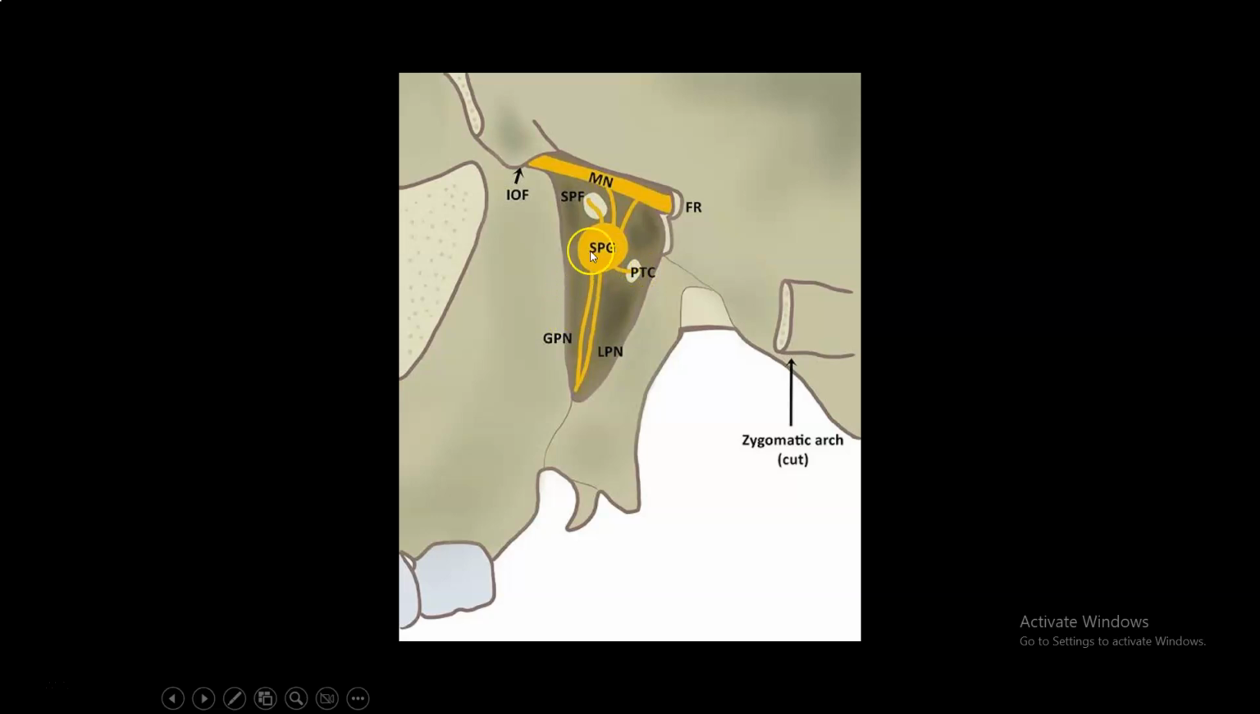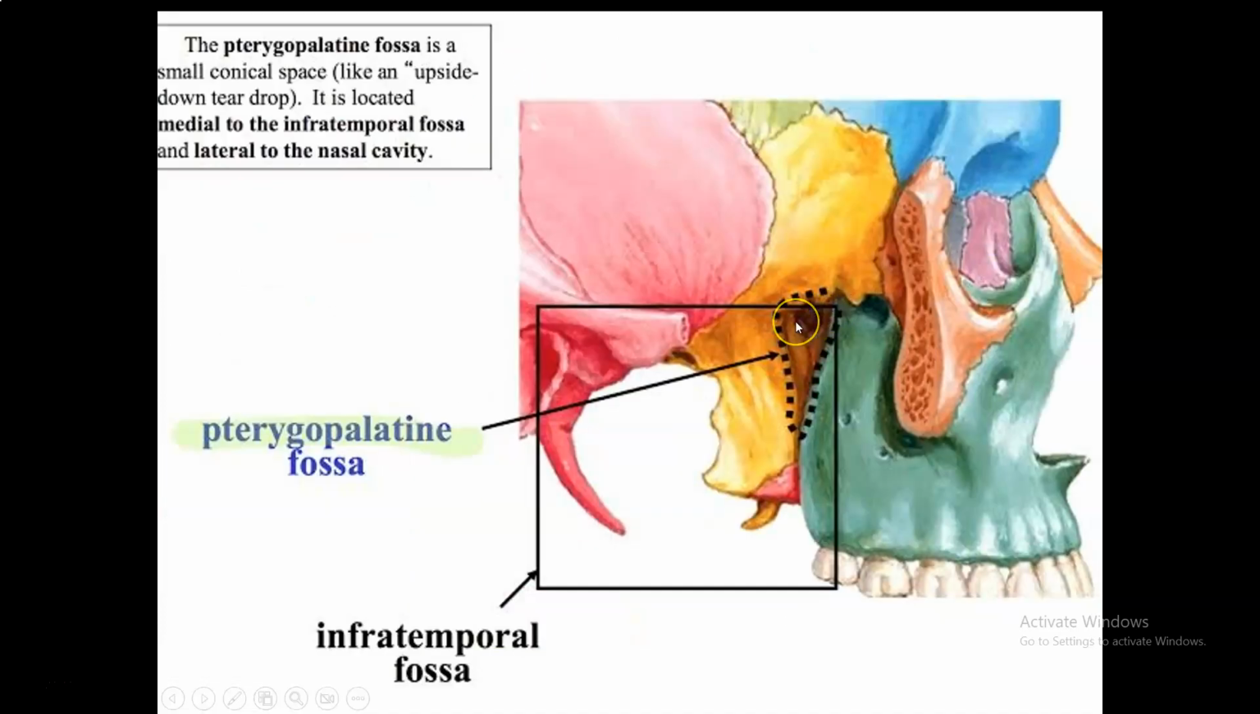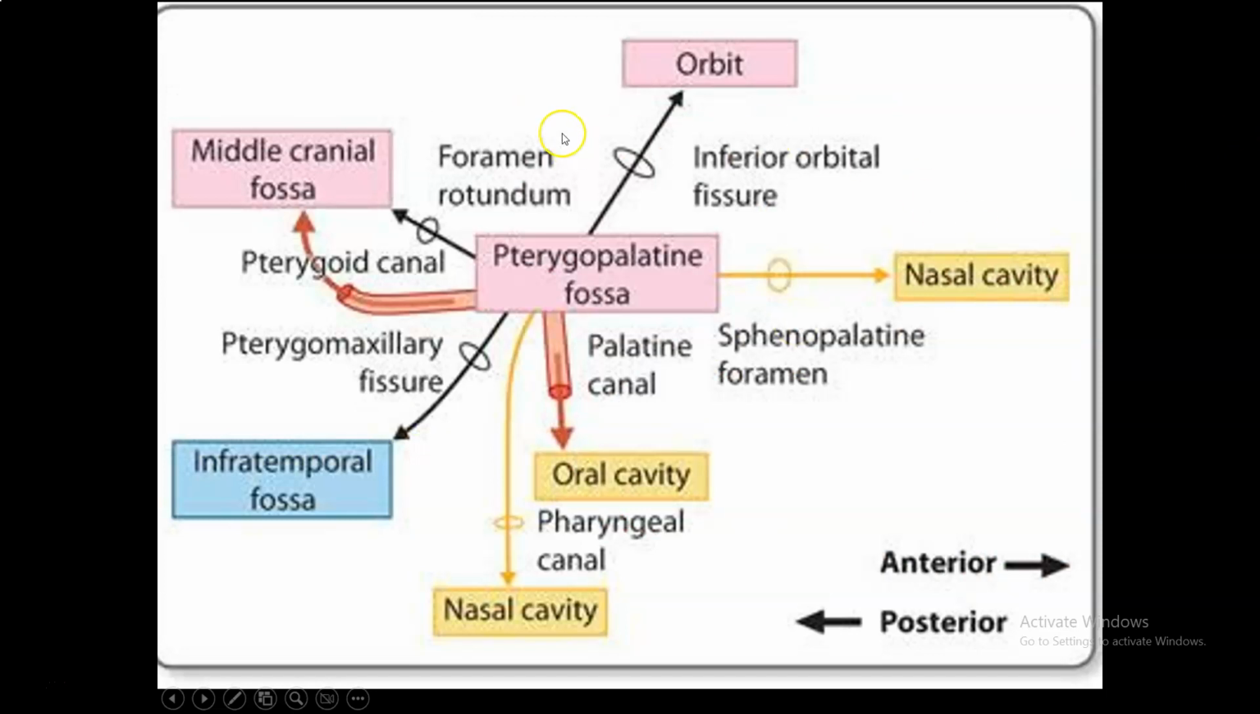So here to show you that one of the contents of the pterygopalatine fossa is the mandibular nerve and the sphenopalatine ganglion, as we said, and the arteries we said, ascending palatine and the Vidian artery. These are the contents. There is something called boundaries and communications. For the infratemporal fossa, we said the boundaries and the communications. Now for the pterygopalatine fossa, we talked about the boundaries and the communications.